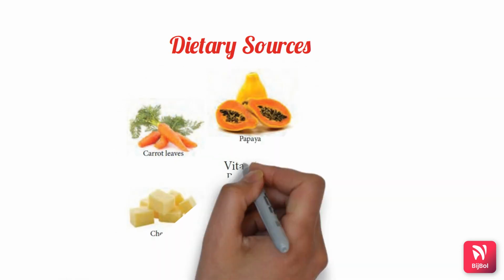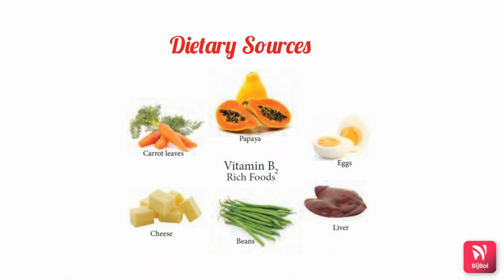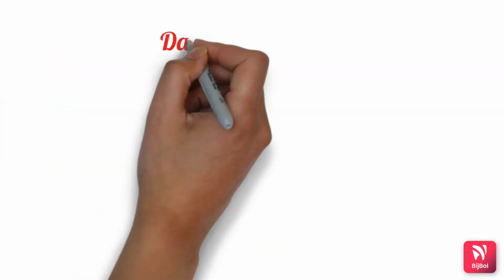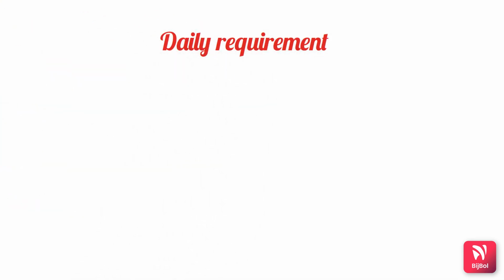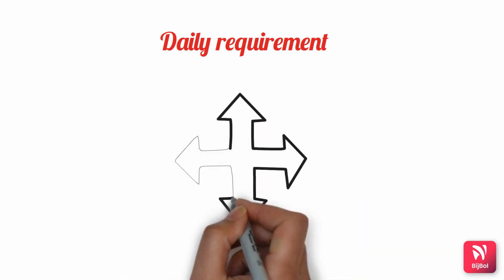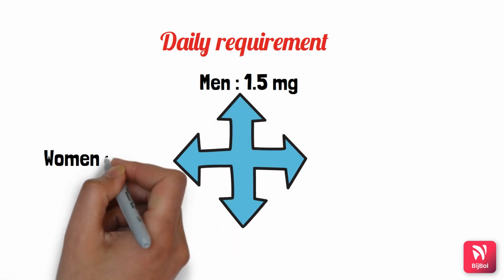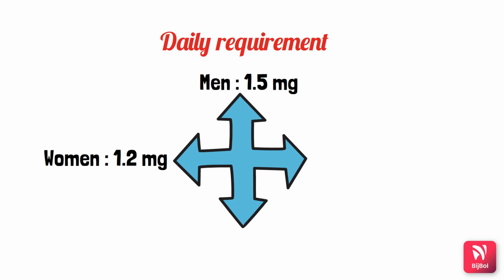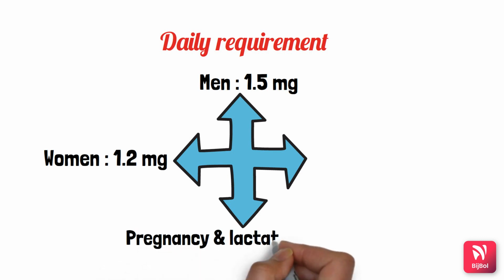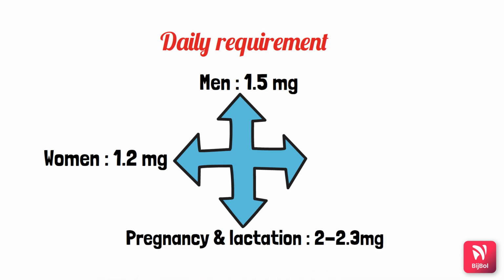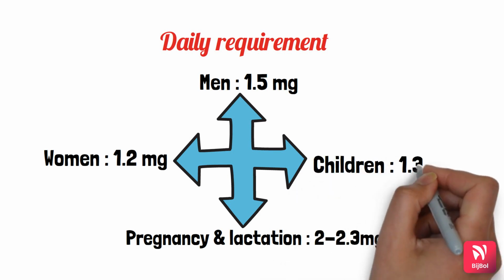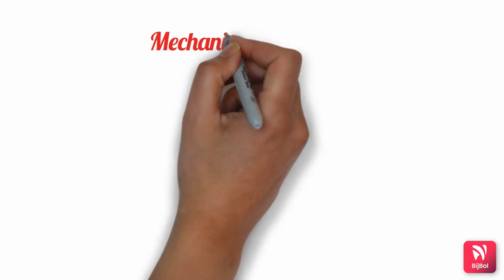Now let us discuss the dietary sources of vitamin B2. Vitamin B2 rich foods are papaya, eggs, liver, beans, cheese and also carrot leaves. Coming to the daily requirement of vitamin B2, it varies in different individuals at different age groups. In men it is 1.5 mg, in women it is 1.2 mg, whereas in pregnancy and lactation it varies around 2 to 2.3 mg, and finally in children it is 1.3 mg.